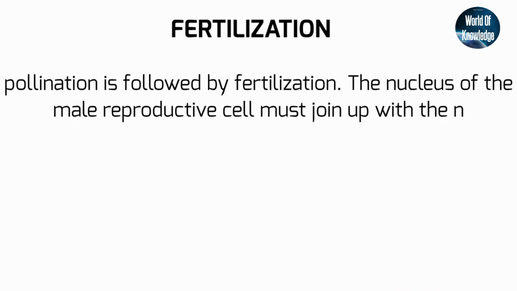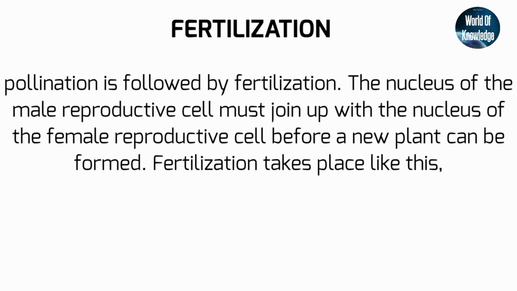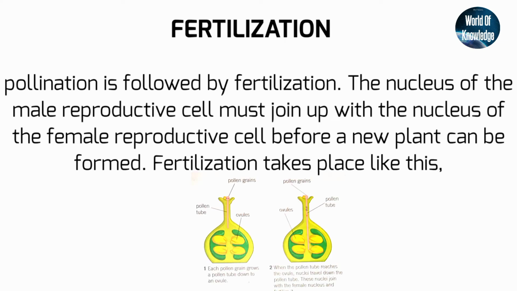Fertilization. Pollination is followed by fertilization. The nucleus of the male reproductive cell must join up with the nucleus of the female reproductive cells. Before a new plant can be formed, fertilization takes place like this.